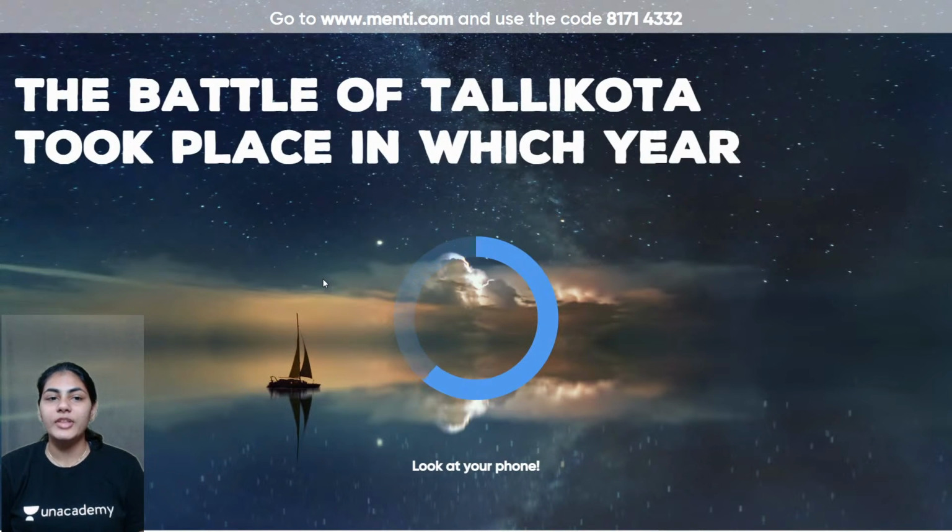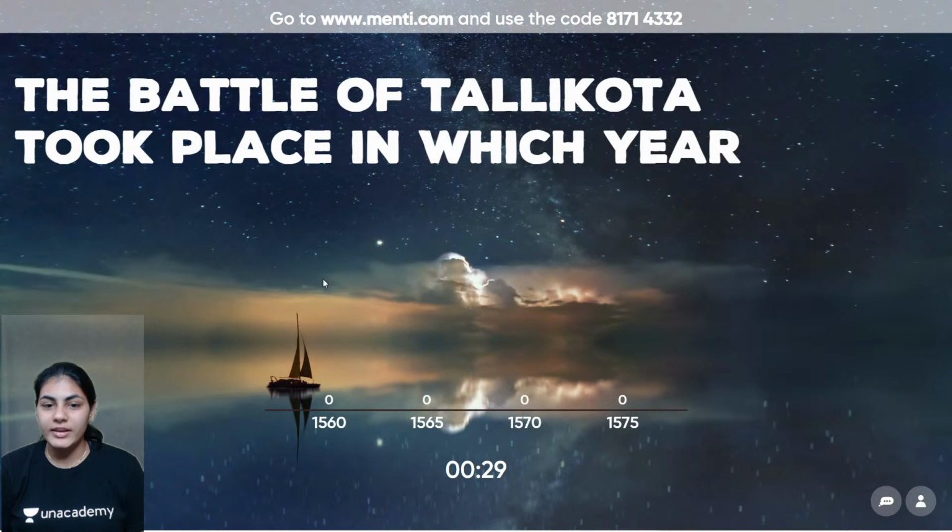The Battle of Tallikota took place in which year? Again, a very, very important question. Did it happen in 1560, 1565, 1570, or 1575? The question I'm repeating again: in which year did the Battle of Tallikota take place?